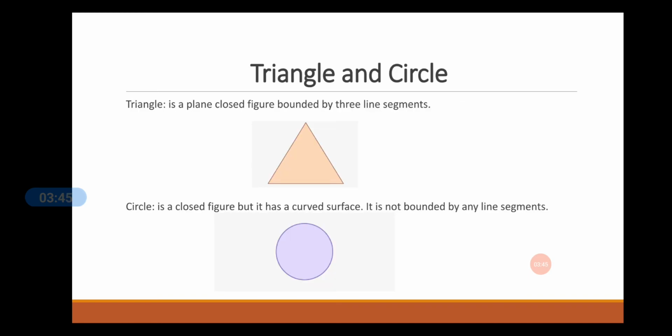Now what is a triangle and a circle? A triangle and a circle are also closed figures. But a triangle has 3 sides. That is, 3 line segments are joining with each other and forming the shape of a triangle, whereas a circle does not have any line segment. It has one curved surface. So, a circle is a closed figure and it has a curved surface. No line segments are present in a circle.